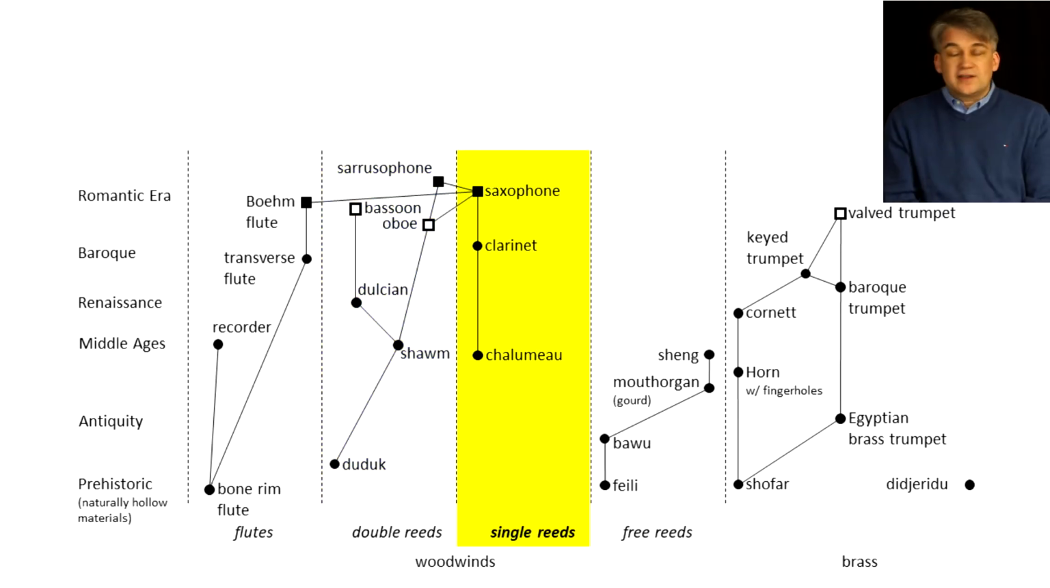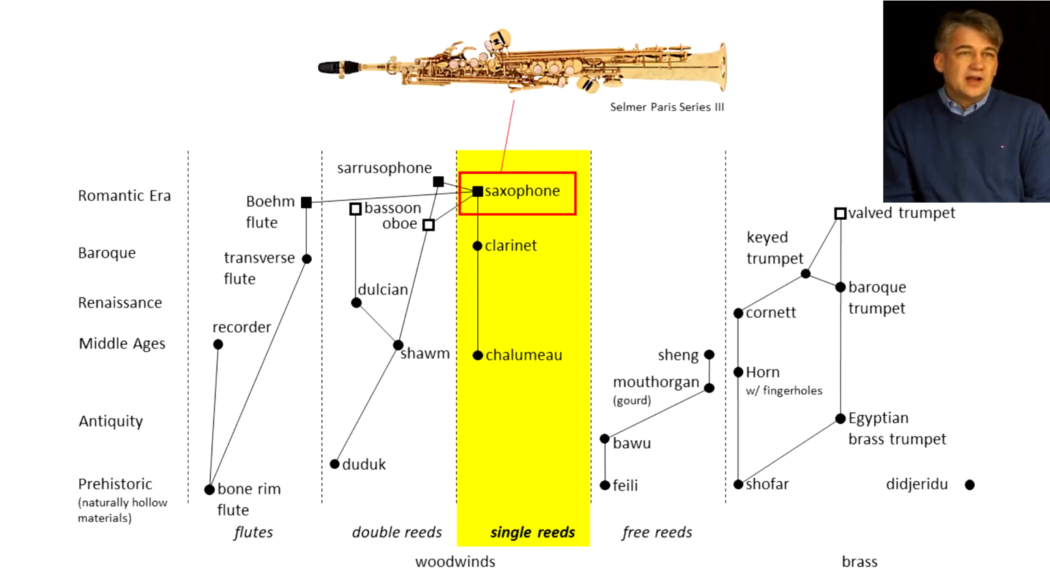And then we have the single reeds. We have the chalumeau, which is the predecessor to the clarinet. And the saxophone was developed somewhat out of the clarinet, but it has a conical body, a similar mouthpiece, and it sounds very different through the conical body compared to the cylindrical clarinet.